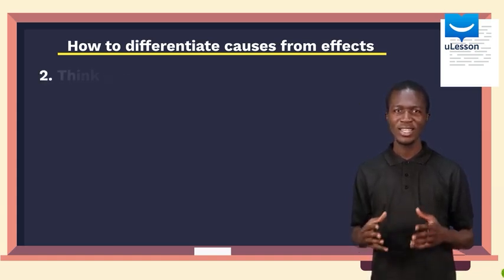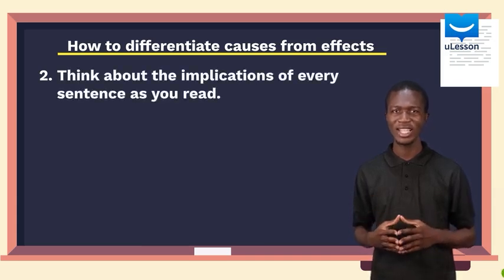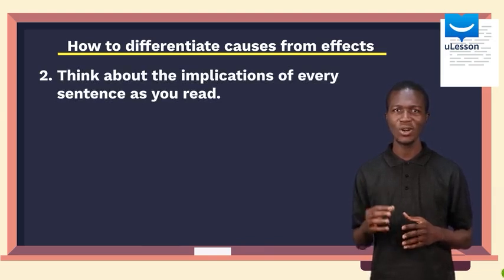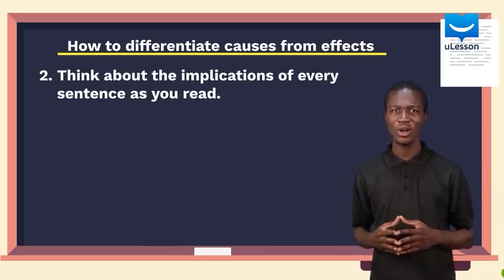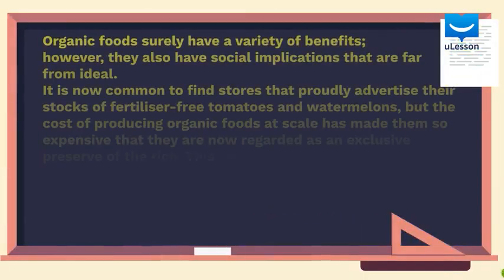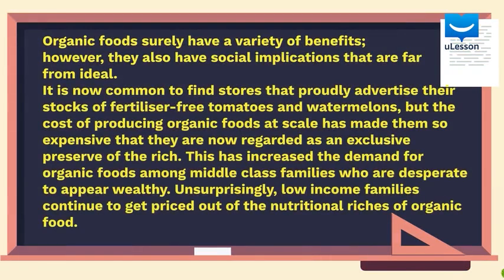Secondly, think about the implications of every sentence as you read. Some sentences may not contain these signal words, but you can tell if they're about causes or effects by thinking carefully about their meaning within the context of the passage. Let's do some practice. This paragraph is about the growing popularity of organic foods. See if you can identify the reasons they have become popular and the effects of this. You may have to pause the video.